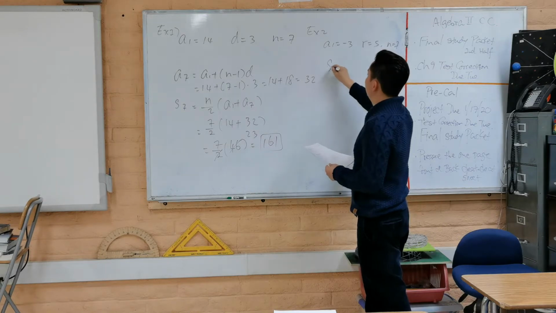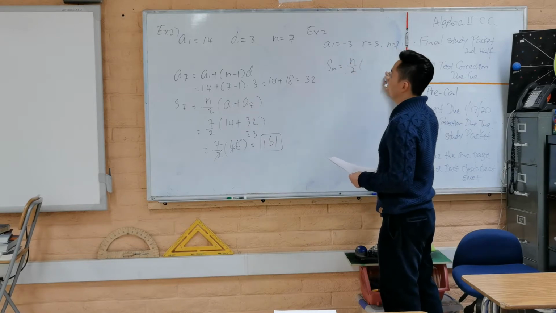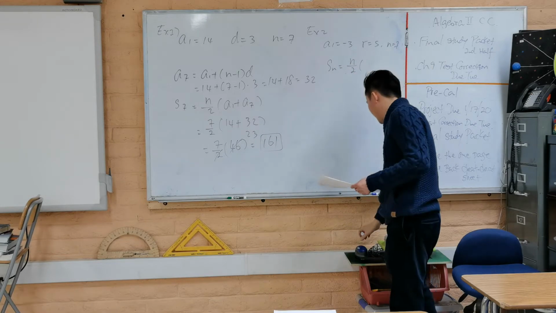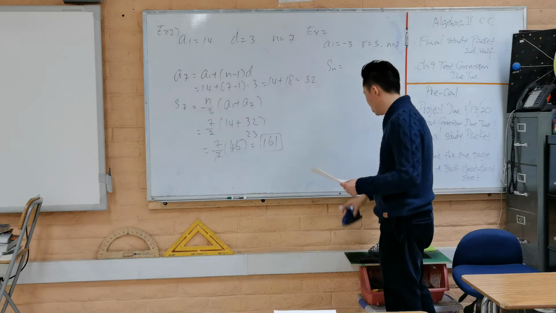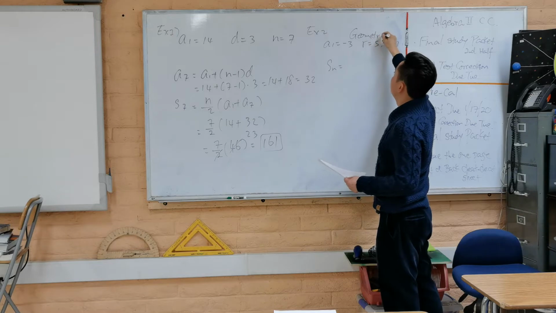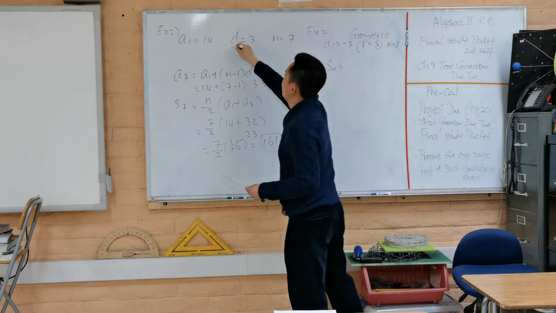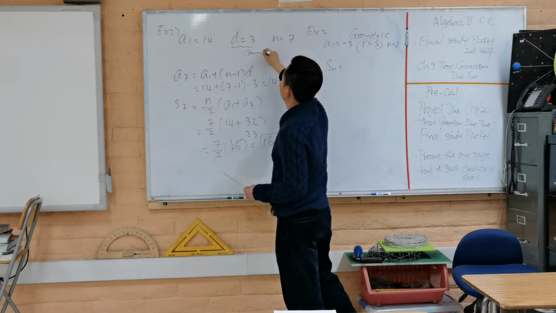So the way to find the sum for this, we're using the formula... well, let's see. It's actually A1, because that's geometric. The reason why I know that's geometric is because that involves the common ratio, not the common difference. This one's the common difference, the previous one that we did.